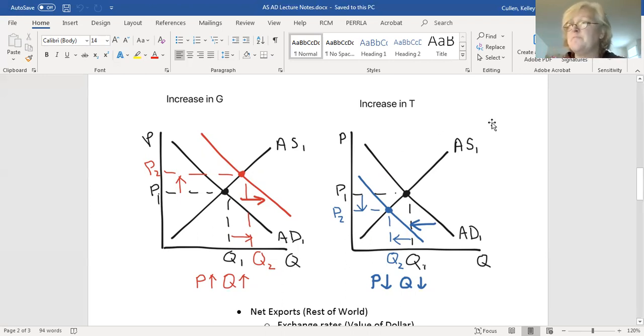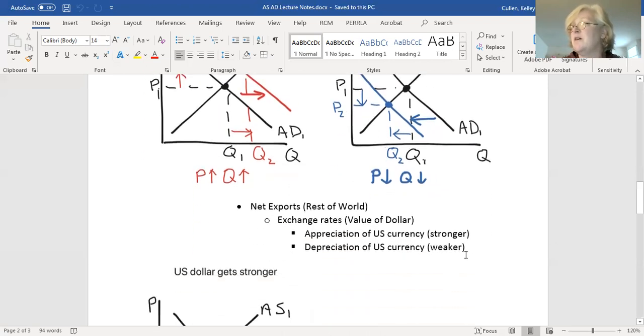Over here on the right is, like I was saying, if we, on the other hand, raise taxes and take money out of people's pockets, that's going to shift that aggregate demand curve to the left and have the effect of lowering prices and lowering output. So that's my spiel on G. We're going to talk a little bit more in detail about G and T when we get to fiscal policy in the last part of the class.